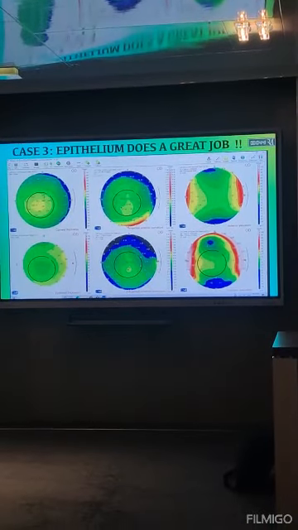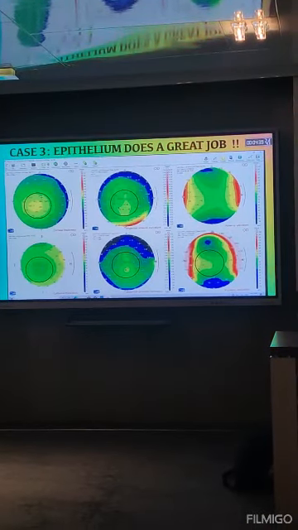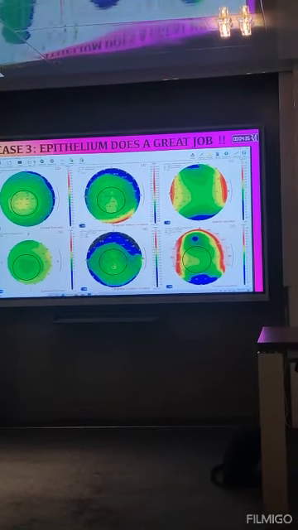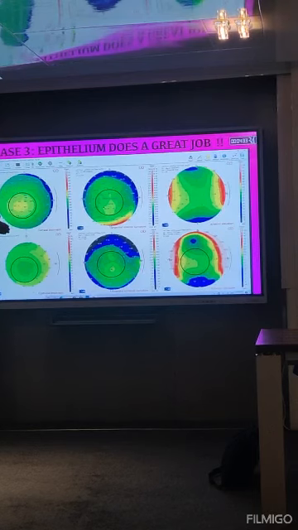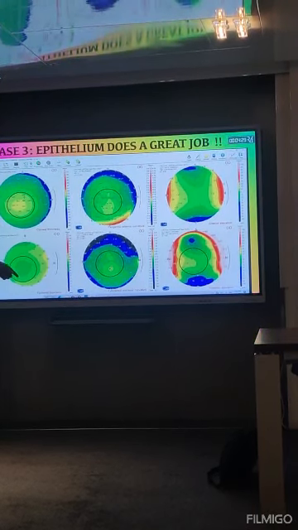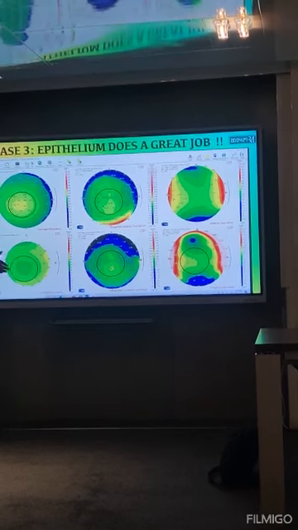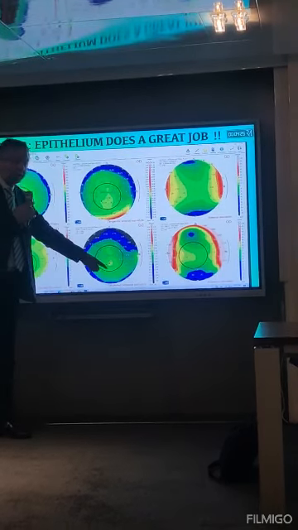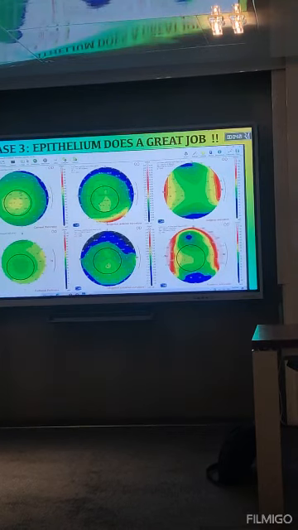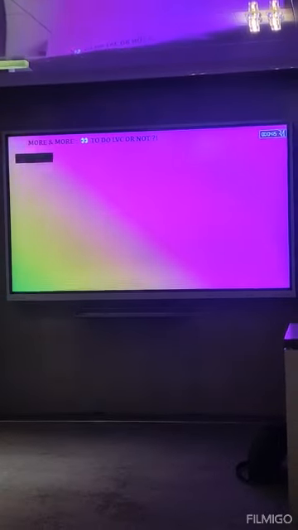Case 3, the epithelium does a great job in such a case, because when I saw this case, I found there is significant deviation with thinning. The epithelial thickness is much thinner. The back is also steep, and the anterior surface is also steep. So I feel suspicious for this patient and excluded this patient from refractive surgery.